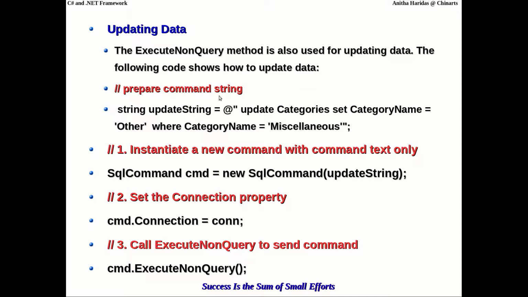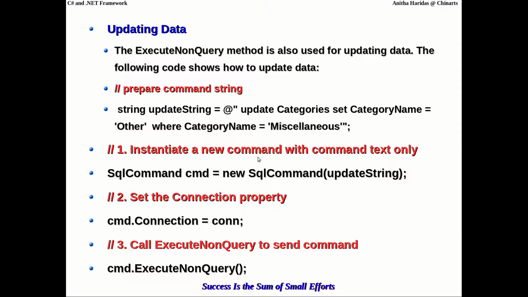So as usual, you can go for preparing the command string. What do you do here? You are going to create the string. Again, this is also a verbatim string. Say update table name, set column name equal to value, where you can give some clauses, where condition you can specify. So if the category name is miscellaneous, I change the category name to other. That's it. Okay. Then what do you do? This is just the update query command preparation.